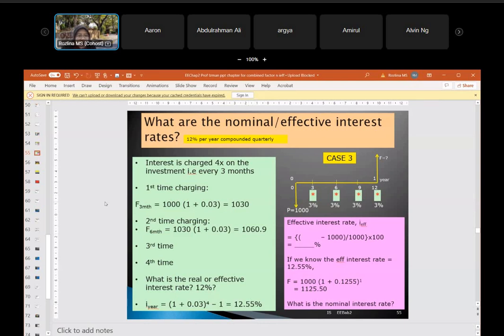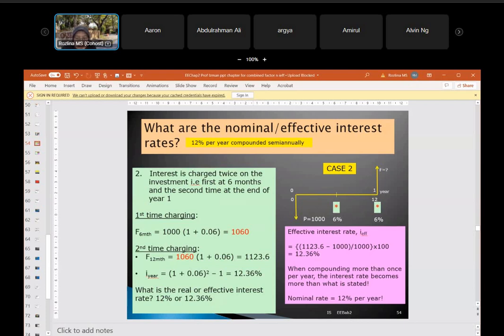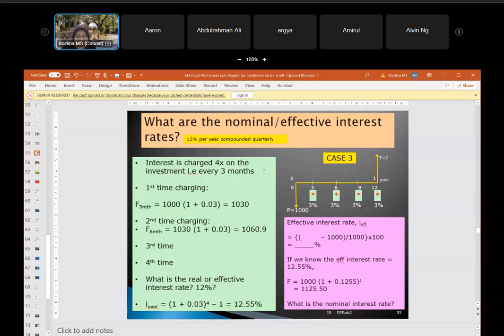Okay, previously it was 12.36. This one is semi-annually, 36. Okay, now when we go to the quarterly, 36 before, this one 55, you see? It becomes bigger. Okay. What can be concluded? When you look at the value, what can you conclude?